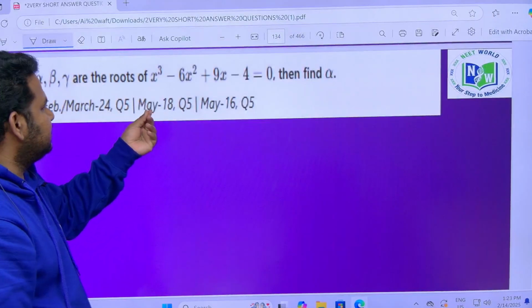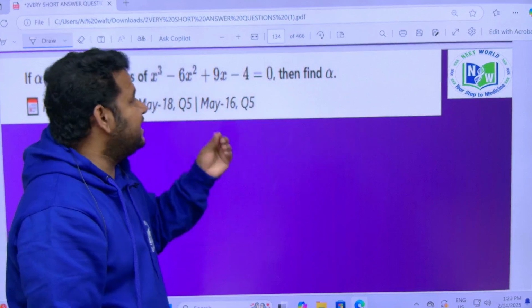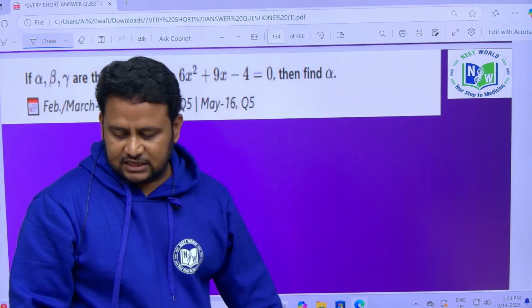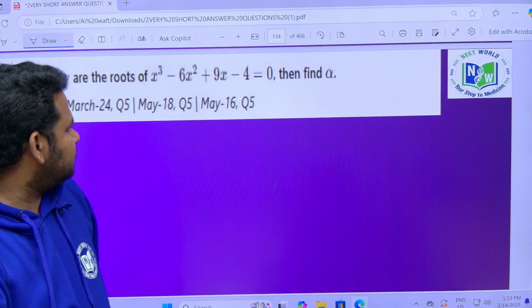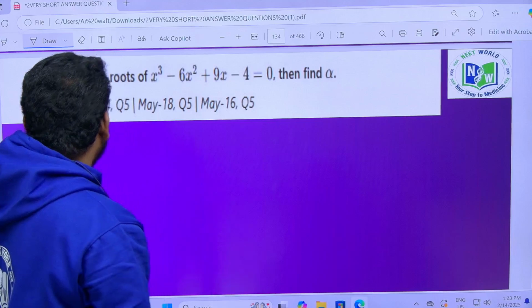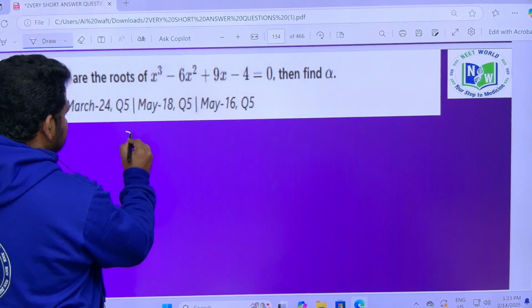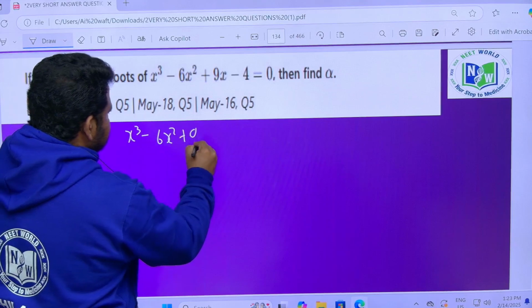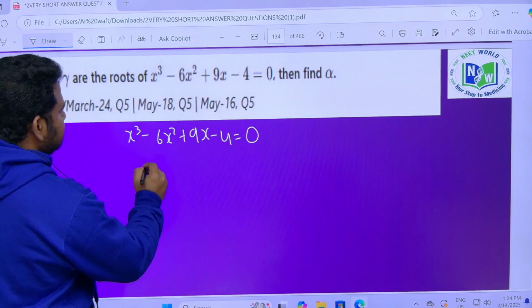Next one, friends. Alpha, beta, gamma are the roots of the equation x cube minus 6x square plus 9x minus 4 is equal to 0. Then find alpha. Similar to the first question only. Let us check if the question is correct. Yes, it is correct. Alpha, beta, gamma are the roots of the equation. What is given? The given equation is x cube minus 6x square plus 9x minus 4 is equal to 0. So, what are the roots that they have given?